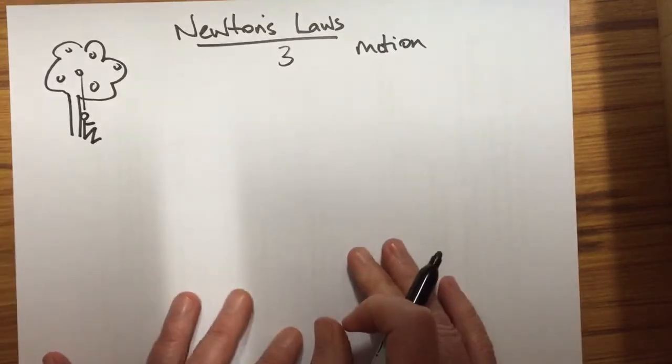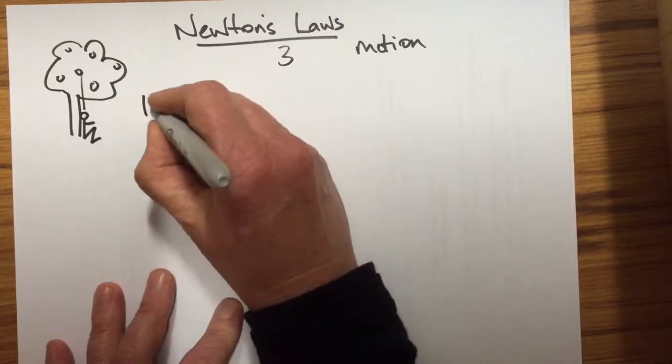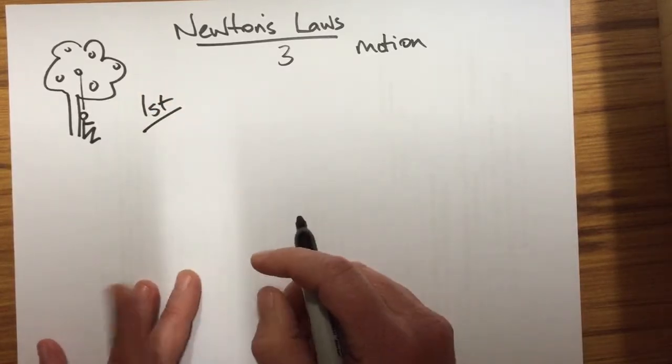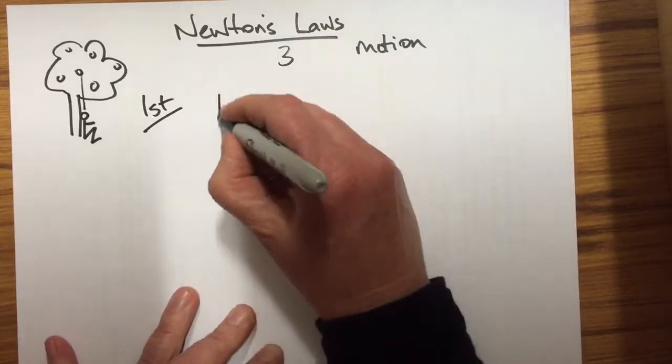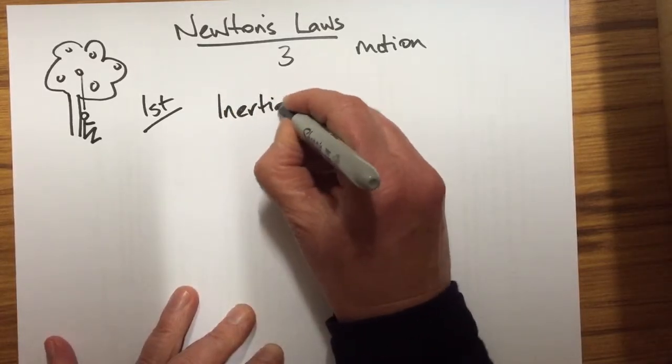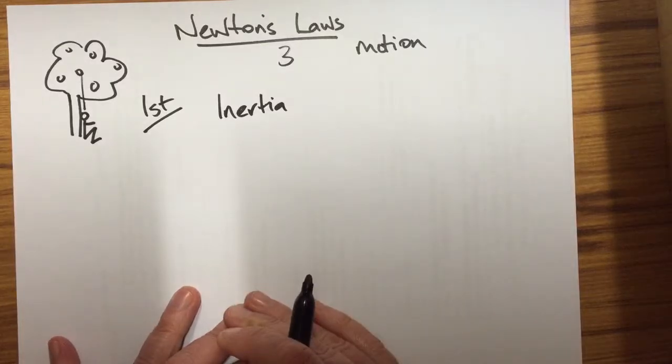We're going to look at the 3 laws, and we're going to relate them to sport and recreation. Particularly, you need to think about the activities you've been doing in class and how they might relate. The first law is the law of inertia.